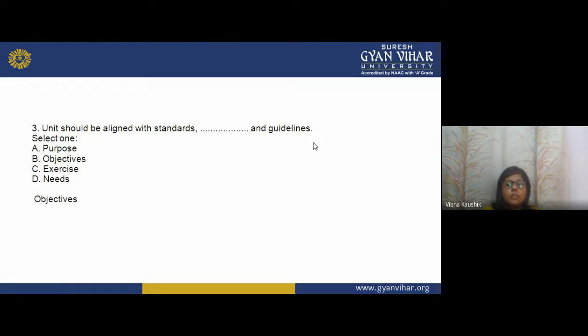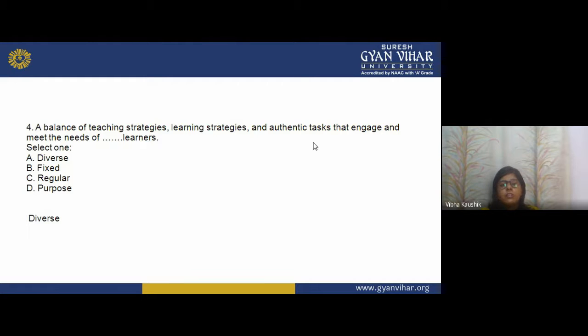Units should be aligned with standards, meaning the units which you are framing and designing should be aligned with the standards of the state and the guidelines that have been issued by the government. Now the options are A, purpose, B, objectives, C, exercise, or D, its need. Now the students, you have to select the correct answer from the given choices, and the correct answer is option B, that is objectives. Meaning when you are planning the units, they should be aligned with the standards, objectives, and guidelines. A balance of teaching strategy means there should be a balance between the teaching strategies that have been employed, learning strategies that will be used by the teacher, and authentic tasks that engage and meet the needs of dash learners.